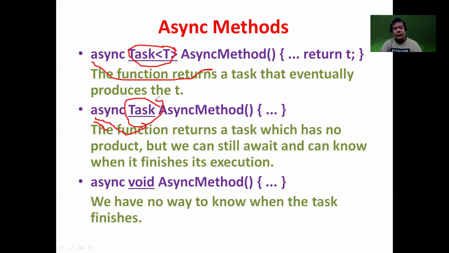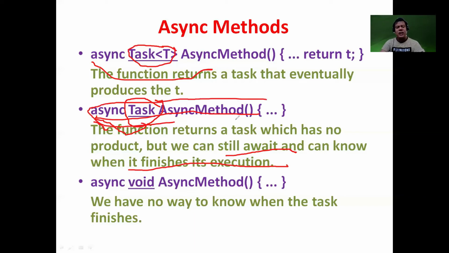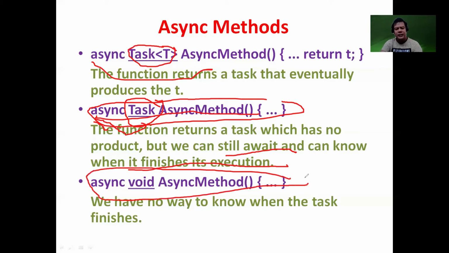But what we can do is await. When we call the async function, we can use await, and we will know when the function completes its execution. But in the async void case, we will have no idea when the function will finish executing, because the return type is void. It is not giving any return type. We have no way to know when the task finishes.